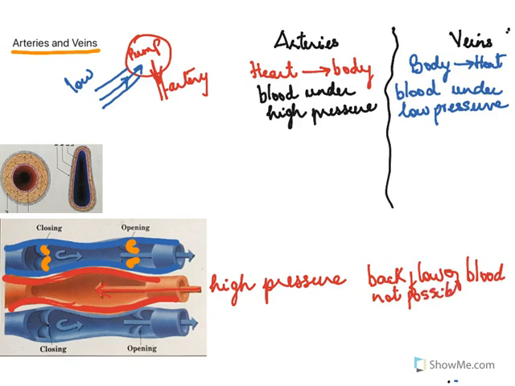But when it comes to veins, the blood flowing through the vein is under very low pressure. So because it flows under low pressure, there is a possibility that it flows backwards. So the veins require valves, and this prevents the backward flow of blood.